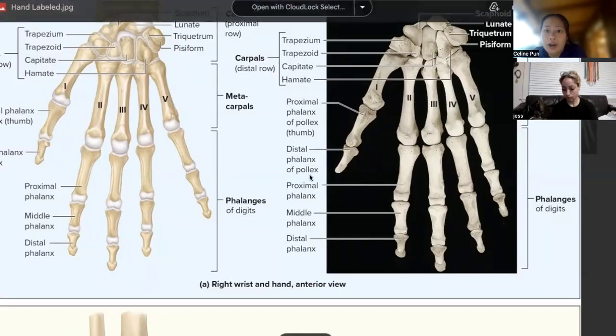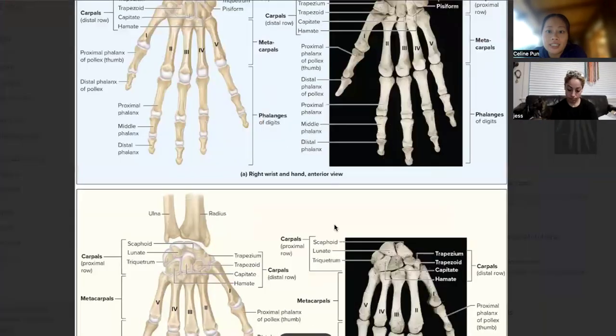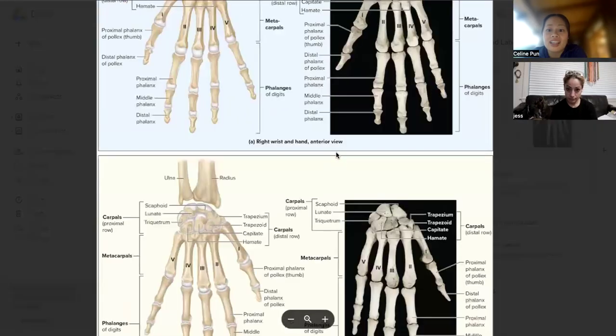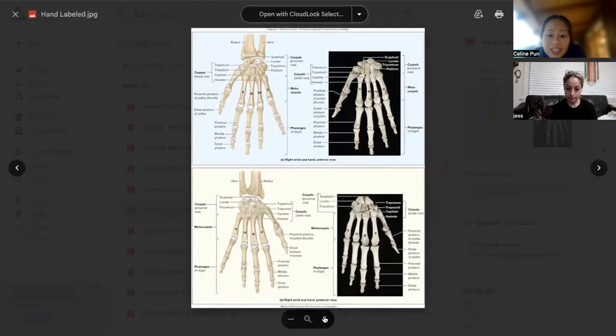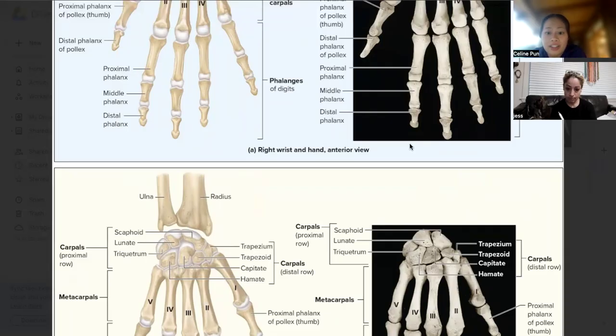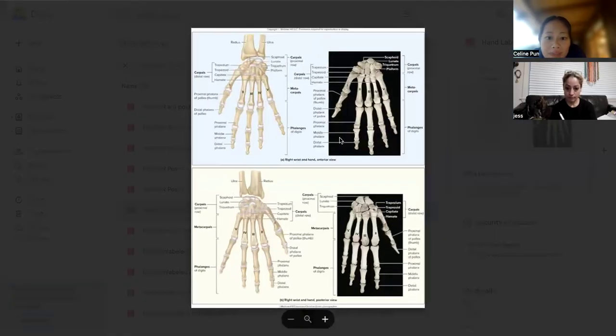So how you talk about digits, you always say where it is. Sorry, I keep zooming in. Let me zoom back out. It's where the finger is relative to the other fingers and which number of the finger. So you could say the middle phalanx of finger two, the proximal phalanx, stuff like that.